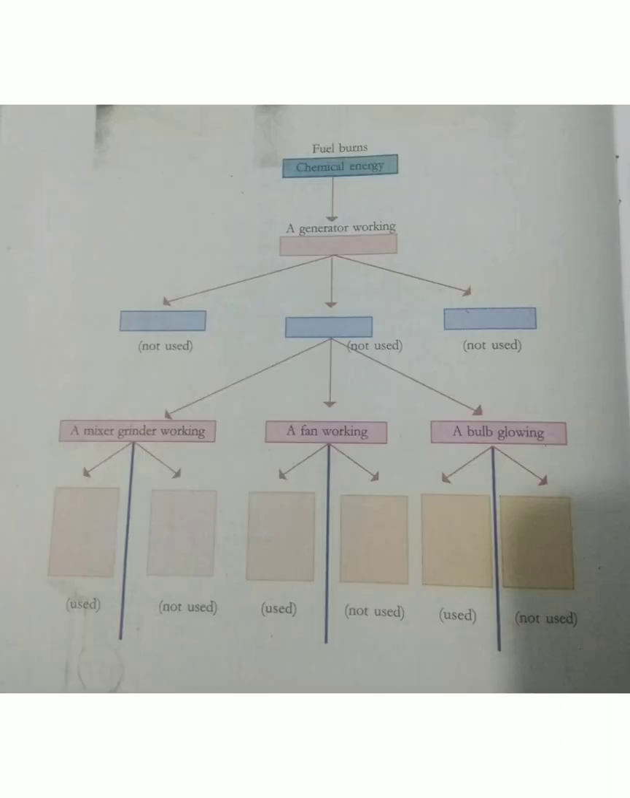Take the Basic Science textbook, then page number 22, open it. It's very simple, even though it looks like a huge one. It's all about the working of a generator. When a generator works, we use fuel like diesel. The chemical energy in this fossil fuel is transformed to mechanical energy. The generator converts the mechanical energy to electric energy.